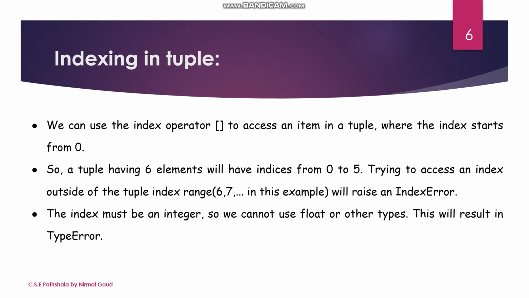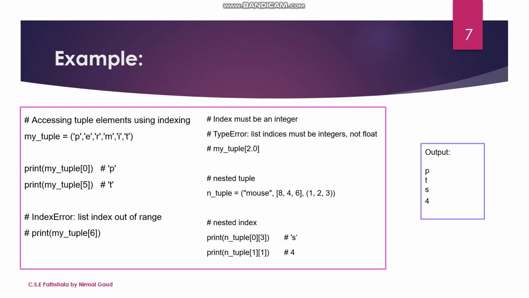Trying to access an index outside of the tuple index range, that is 6, 7, 8 and so on, that depends upon the example, will raise an index error. Basically, the index must be an integer, we can't use a float or other data types. That will result in a type error. For indexing in tuple, the example is there.